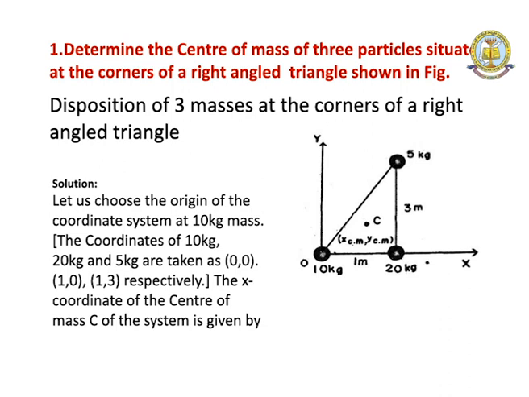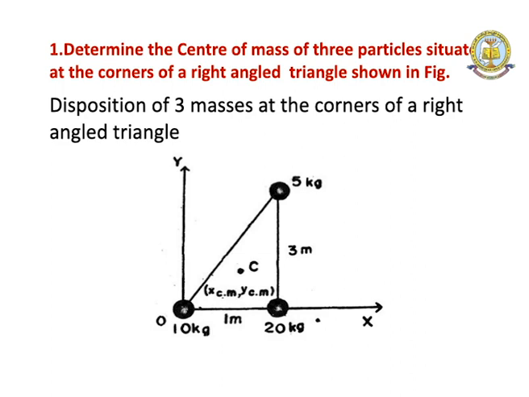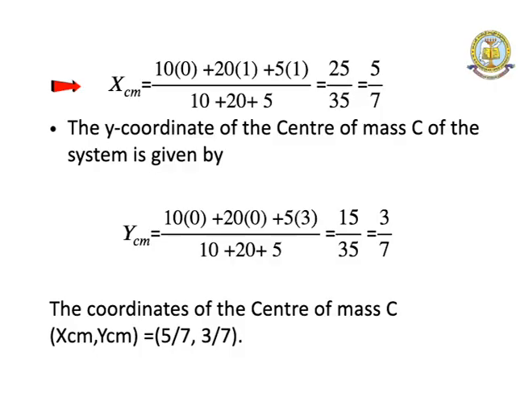Substituting, the center of mass in x, xcm, is equal to m1 x1 plus m2 x2 plus m3 x3 by m1 plus m2 plus m3. The value of m1 is 10, m2 is 20, and m3 is 5. Here x1 is 0, x2 is 1 and x3 is 1, divided by m1 plus m2 plus m3. On simplification, 25 by 35 is equal to 5 by 7.